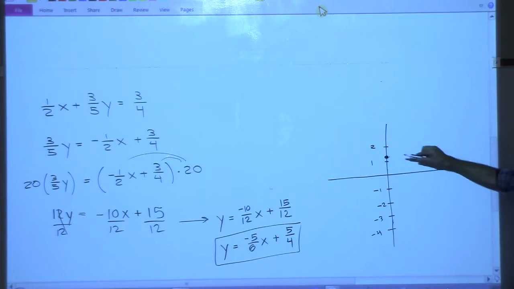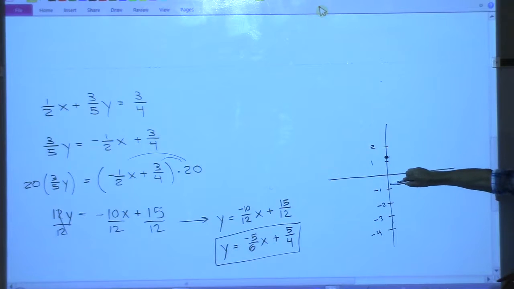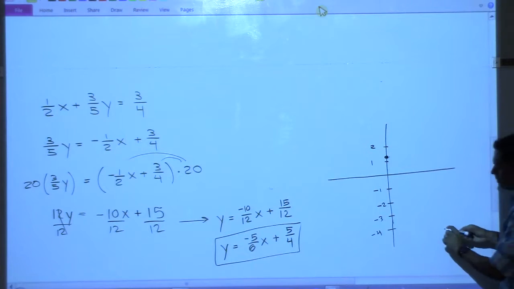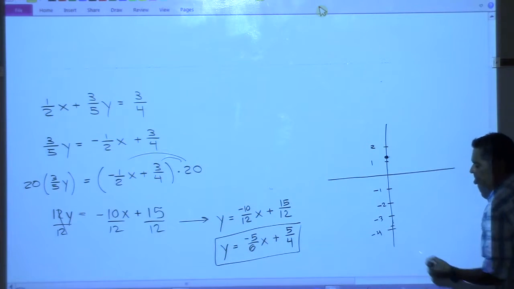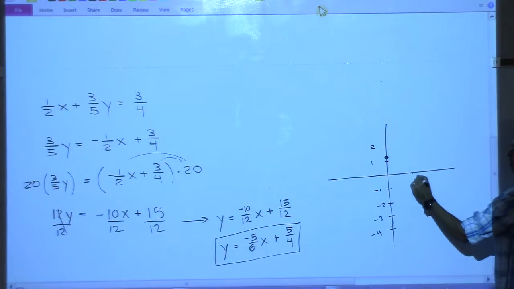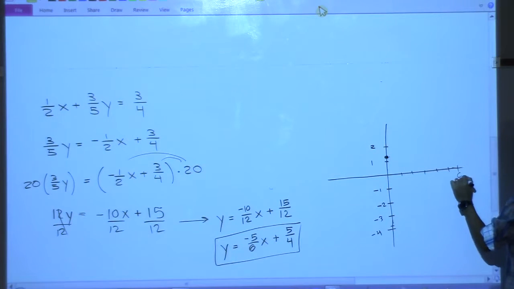Okay, so when I go down, I need to go down 5, right? So I go down 1, 2, 3, 4, 5. I'm going to be right there, right? So I'm going to put a little mark here. This is where I am. And then I need to go which way? To the right. To the right, 6. Now that I can do. 1, 2, 3, 4, 5, 6. That should be pretty easy. 1, 2, 3, 4, 5, 6 puts me about there.